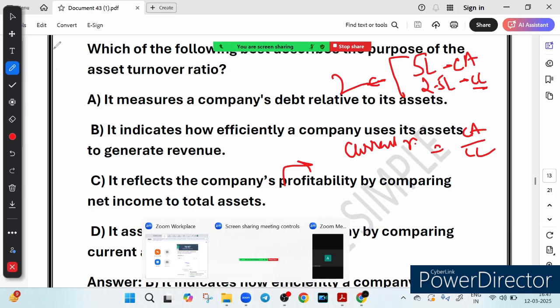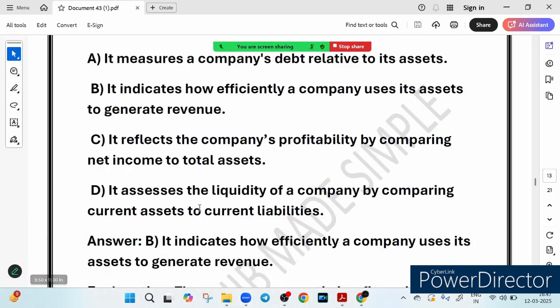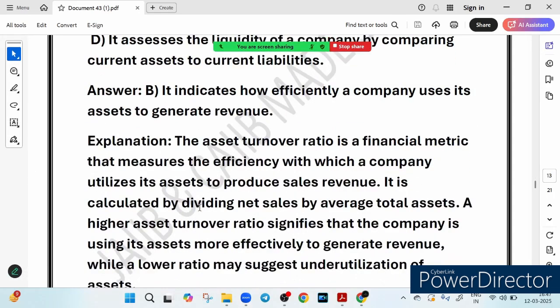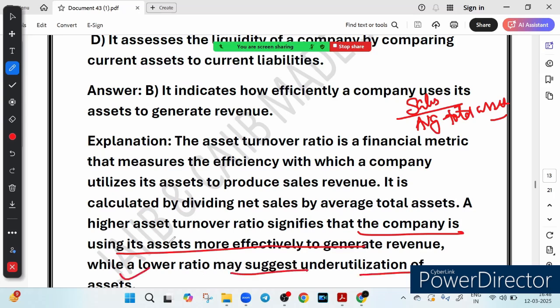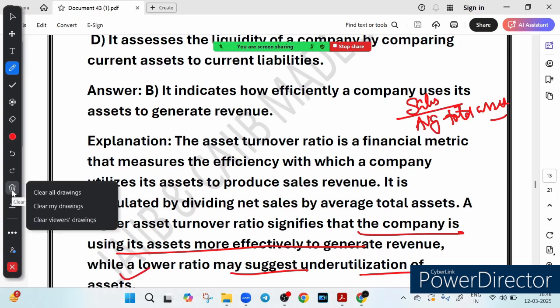So what we learned from this discussion is regarding the asset turnover ratio. The formula for asset turnover ratio is sales in the numerator upon average total asset in the denominator. It shows how efficiently a company uses asset to generate revenue. If this ratio is higher, it means the company is using its asset more effectively, and if this ratio is lower, it means underutilization of asset. So it is not related to debt, it is not related to profit, it is not related to liquidity.